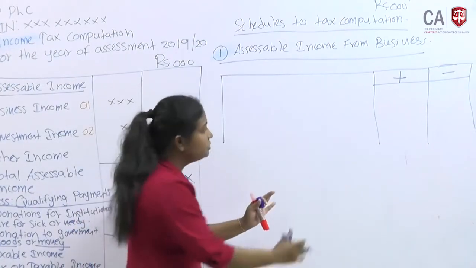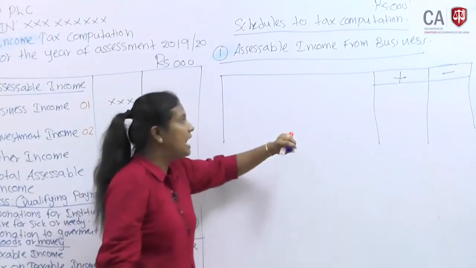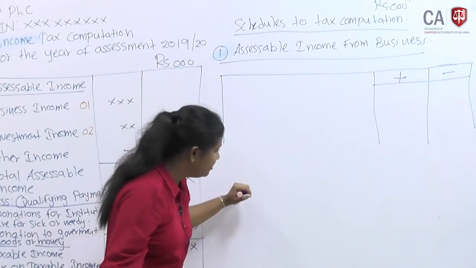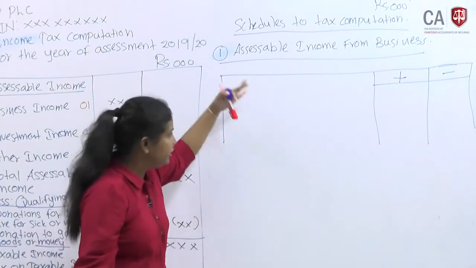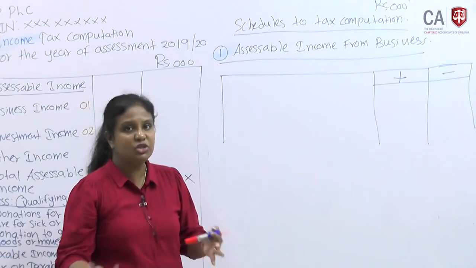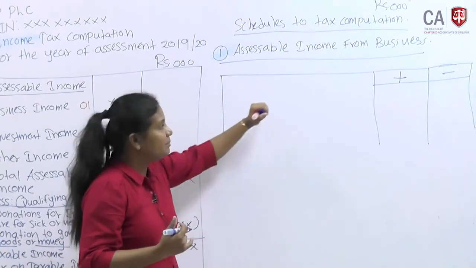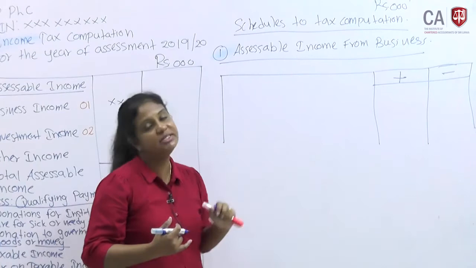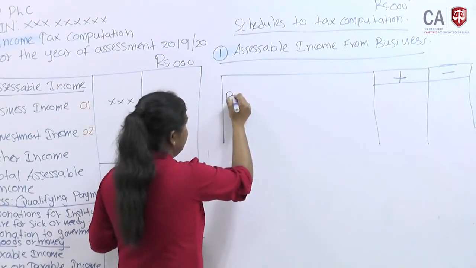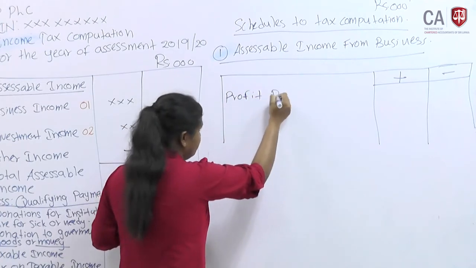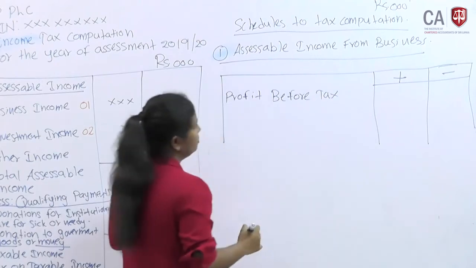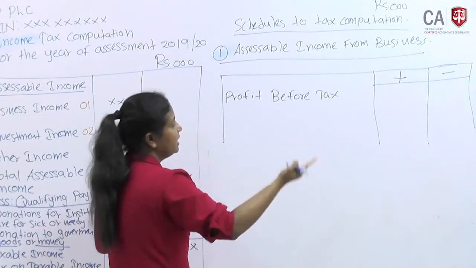If you need to, add disallowable expenses or other income and the allowable expenses separately. It's your willingness, but if you apply this format, it saves your time, starting from the profit before tax, or there may be a loss, there may be a profit.